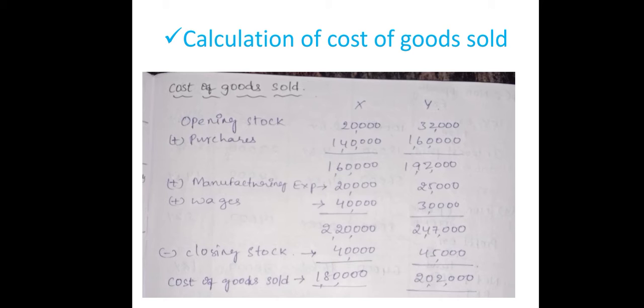Next, we need to deduct the closing stock. 40,000 is for X company, 45,000 for Y company. We deduct from 2,20,000 minus 40,000, then we get 1,80,000, which is the X company cost of goods sold. Next, the Y company cost of goods sold: 2,47,000 minus 45,000, we get 2,02,000 as the cost of goods sold of Y company. So this is the cost of goods sold. It will be useful in preparing the income statements.